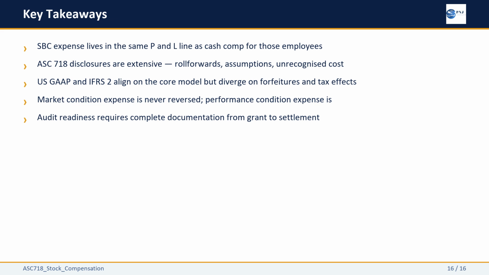US GAAP and IFRS 2 share the same core model but diverge on forfeitures, where IFRS requires estimation, and on tax effects, where US GAAP routes everything through the income statement. Never reverse market condition expense regardless of outcome. Always reverse performance condition expense when the target is not met. Audit readiness is not a last-minute exercise. It requires complete, contemporaneous documentation from the date of grant through the date of settlement.